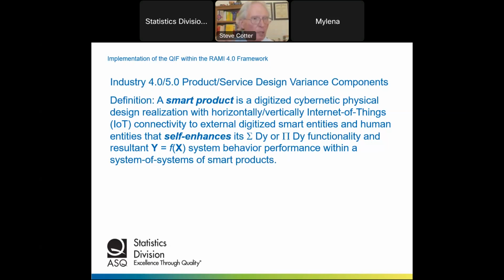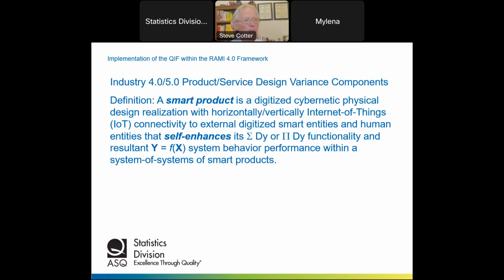Key term here is self-enhances. It's additive or multiplicative functionality designs resulting in the y equals f of x system behavior performance within a system of systems smart products. Key point here is the word self-enhances. That differentiates Industry 3.0 products from Industry 4.0 products.